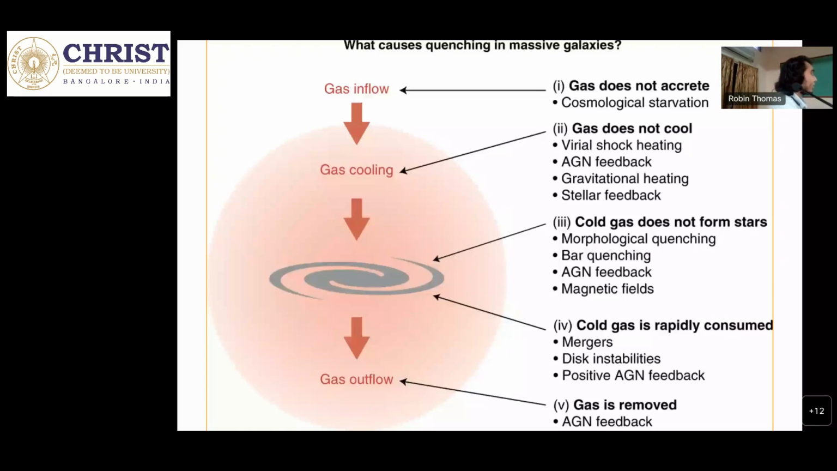So we think from our analysis that morphological quenching is a major part of the quenching process. For bar quenching, we don't know whether there is a bar or not. AGN feedback is one of the things, and mergers also.